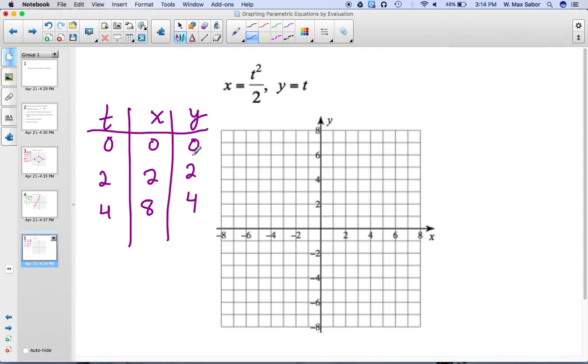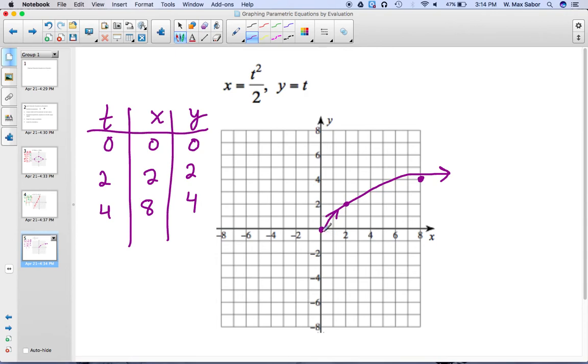So let's see what we get. 0, 0, 2, 2, 8, 4. So it appears that what we're getting is a parabola. And that makes sense because one of these is squared and the other one is not. And this is the direction of the parabola.